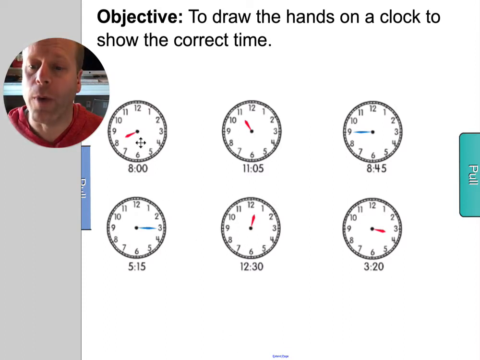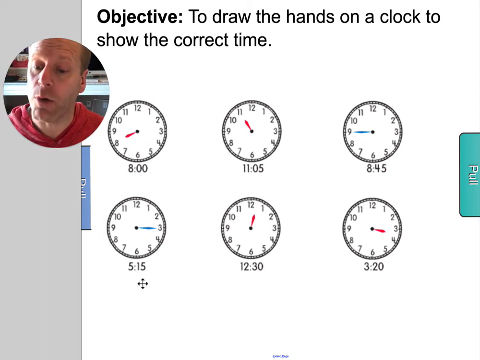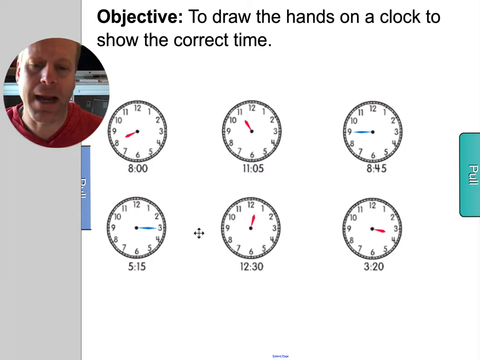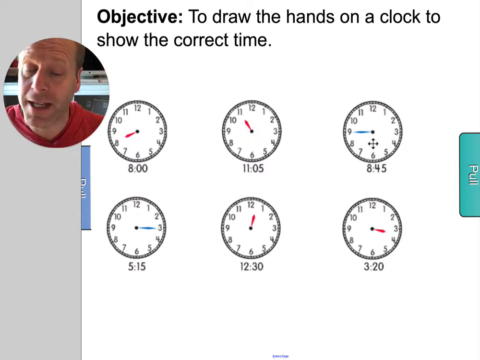right? The red hands go with the hours. The blue hands go with the minutes. So in some of these examples, they've done the hours for us. In other examples, they've done the minutes. So we really have to just figure out what's missing, okay? So think about red and blue.